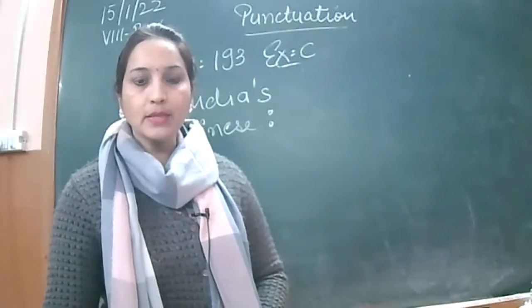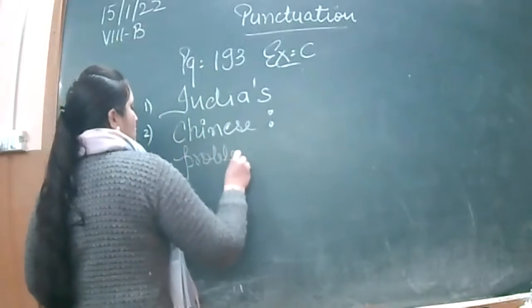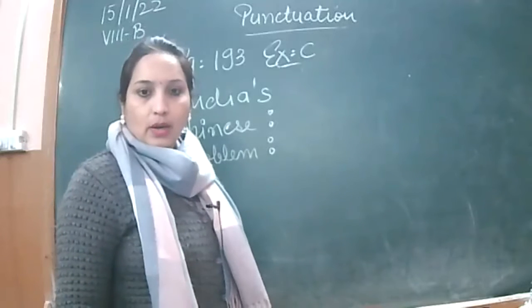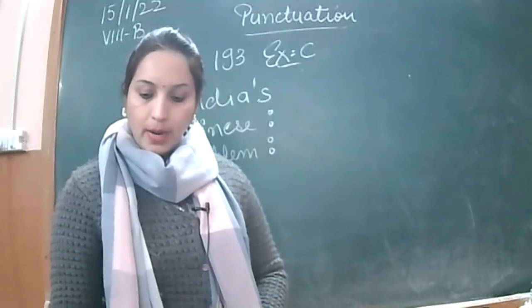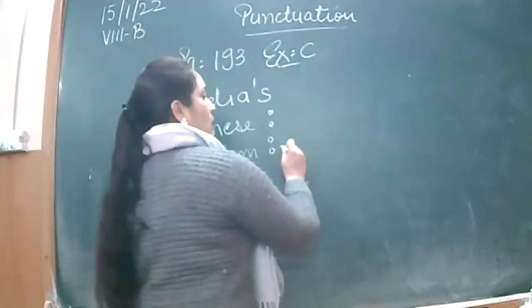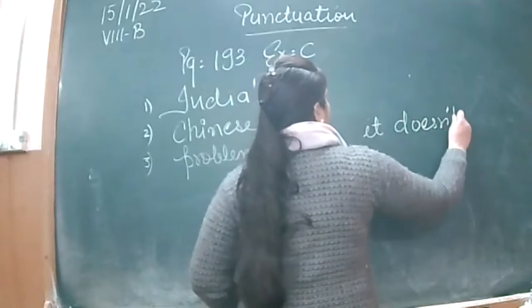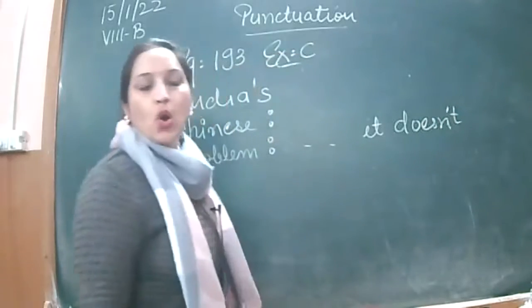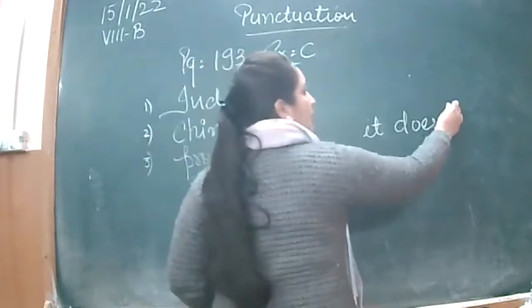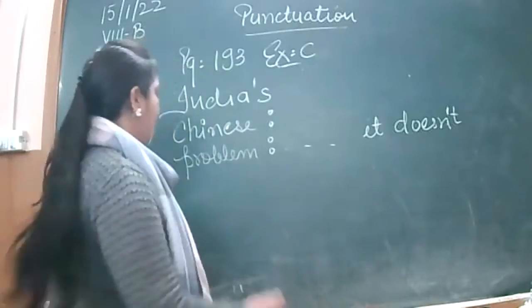The AC in our office has one problem. One problem. Yes. So after problem, what punctuation mark are you supposed to use? It will be a colon. Okay, so what is that problem? It either makes the room too cold or it doesn't. Here the contraction of does not, the short form, is doesn't. So here you are supposed to put an apostrophe. Clear?